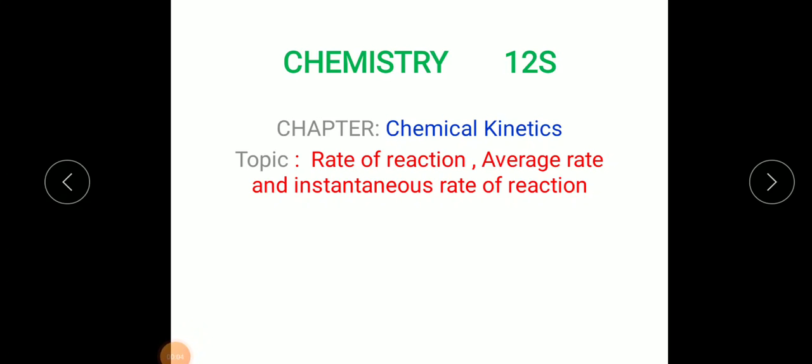In our last session, we started the chapter Chemical Kinetics, which is the fourth chapter of physical chemistry. There we came to know what chemical kinetics is and the different types of reaction based on the rate of reaction. After that, we saw the factors affecting the rate of reaction. Today, we are going to see what rate of reaction means, and what average rate and instantaneous rate of reaction are.